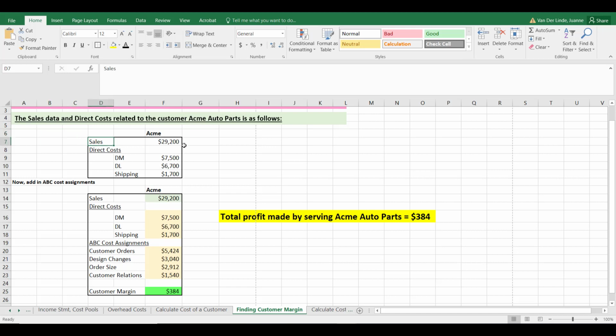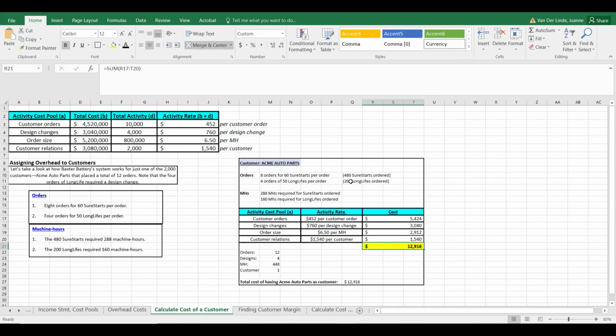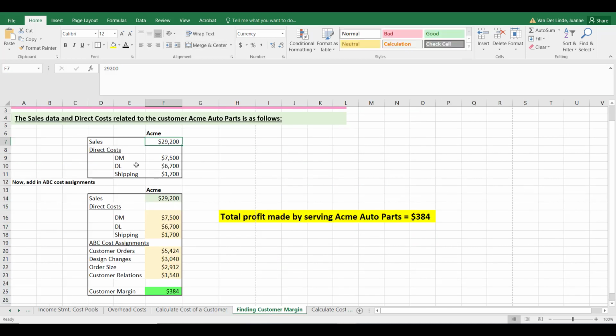So the sales that we ended up bringing in from ACME is $29,200. So that's how much they paid for those 480 Sure Starts and 200 long life batteries. And then they also tell us what the direct costs associated with this customer are. So basically direct materials and direct labor costs that we needed to incur to make those batteries, and also the shipping costs to ship those batteries off to ACME. So those are the direct costs.